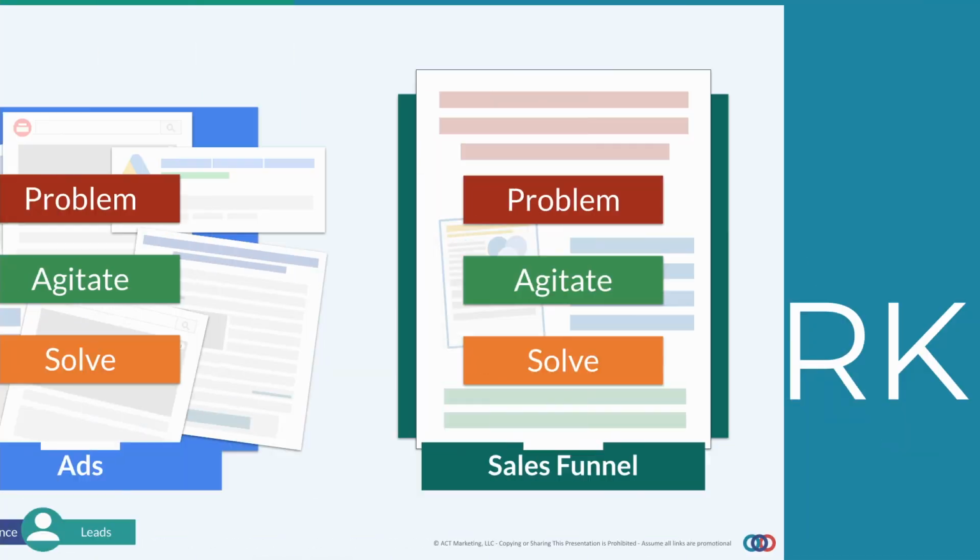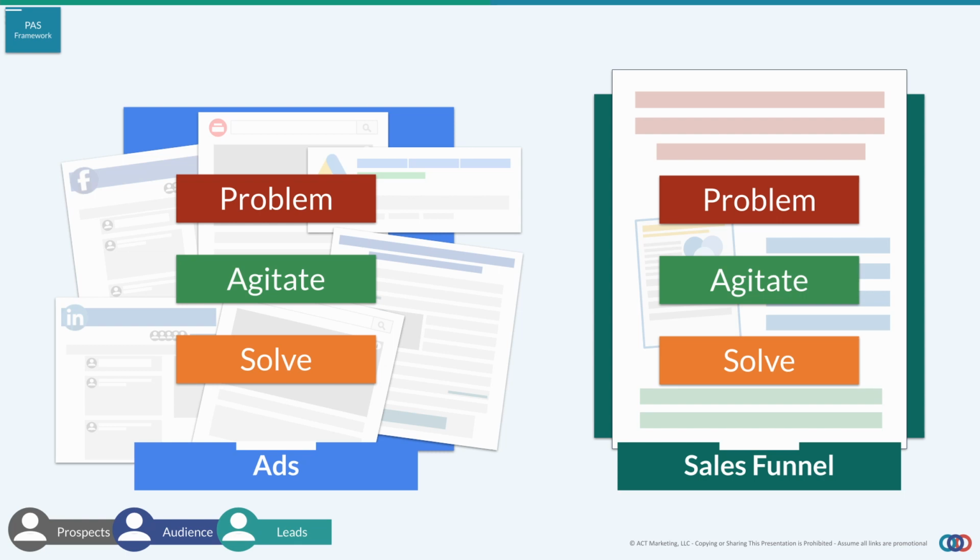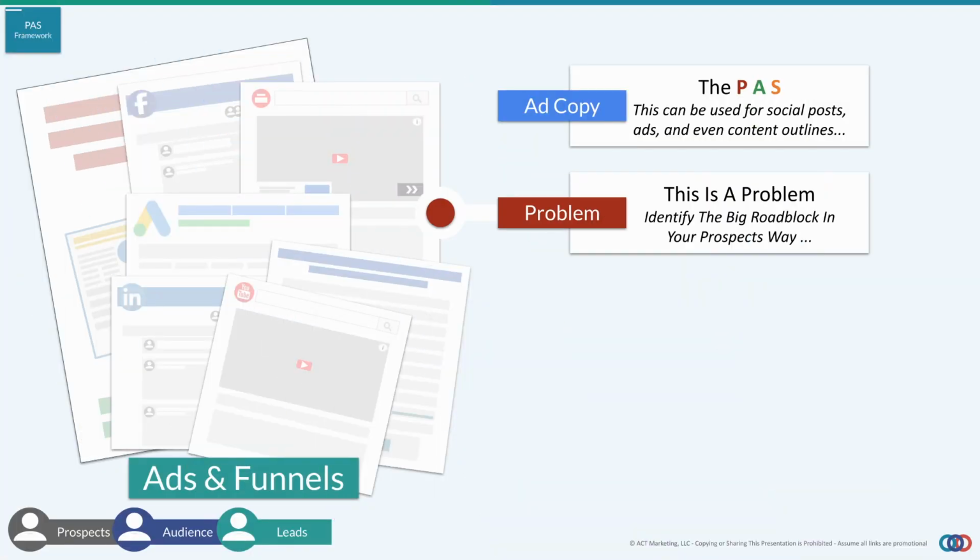And frameworks are a great way to do this, specifically the PAS framework, or problem, agitate, solve. You can use this with pretty much any part of your marketing campaign or funnels. Sure, there's some other copywriting frameworks and formulas out there, but the PAS framework is tried and true. So it starts with a problem, and we'll go through a live example of what this looks like in an actual sales video.